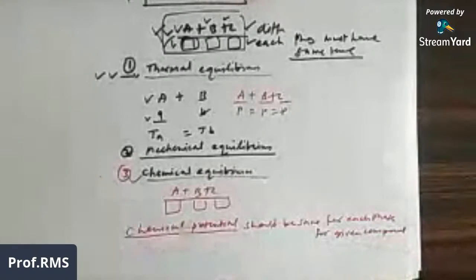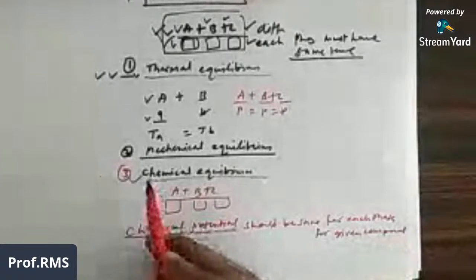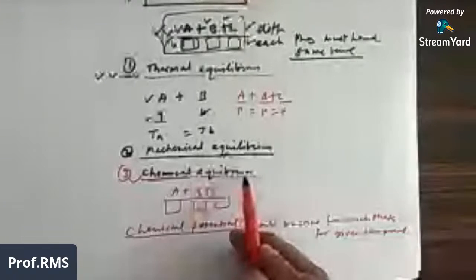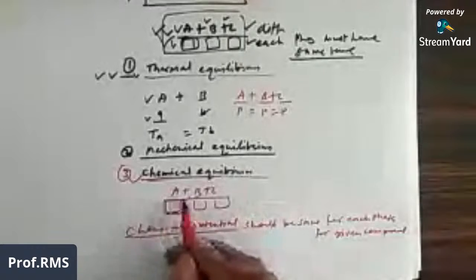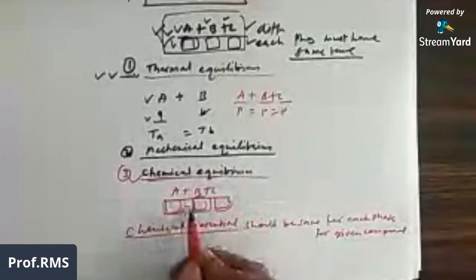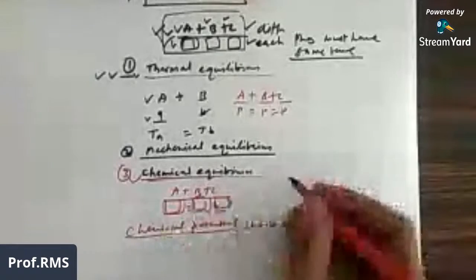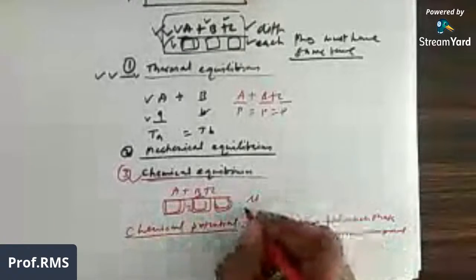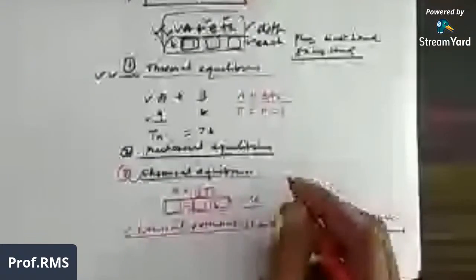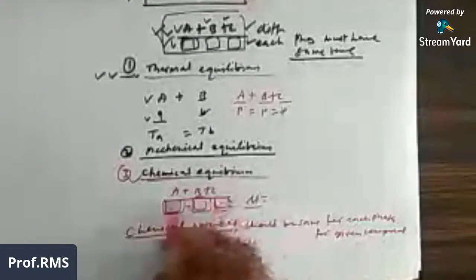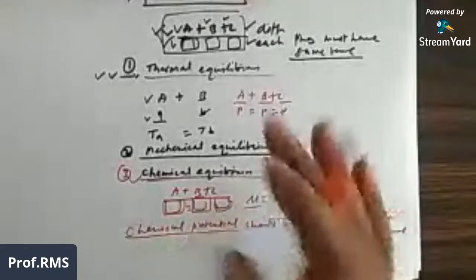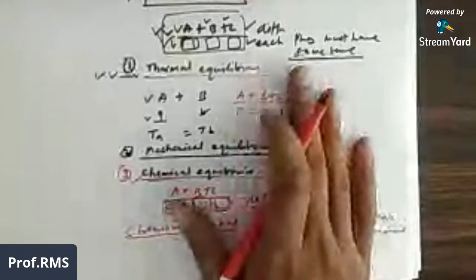So this is our third condition. According to chemical equilibrium, the chemical potential of each phase should be the same. The chemical potential is denoted by mu. What is the chemical potential actually? It is the change in free energy. What is the chemical potential?